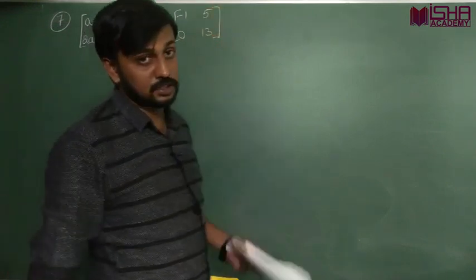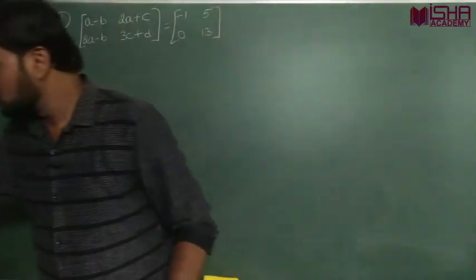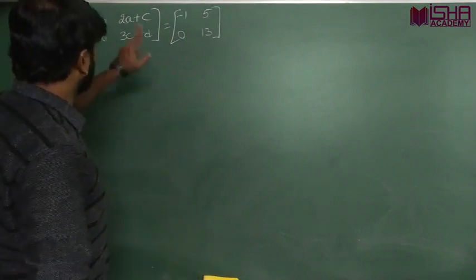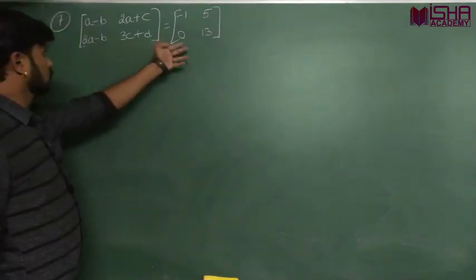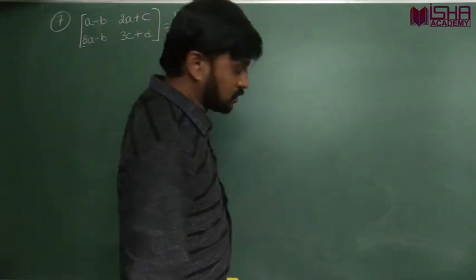Once again, this is a 2-mark question. So this will be asked for 2 marks. You have to find the values of A, B, C and D. So here, 2 cross 2 matrices.